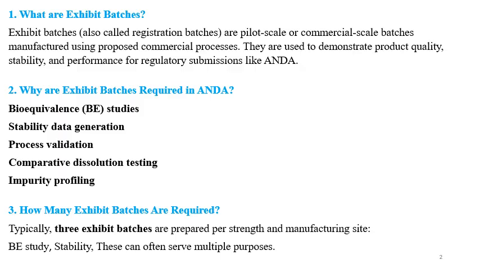What are exhibit batches is the question. These are also called registration batches and are pilot scale, or sometimes commercial scale batches manufactured using the proposed commercial process with the proposed formulation, composition, and proposed packaging, and these are used to demonstrate product quality, stability, and performance in line with the regulatory requirements. So EV batches performance is required for the regulatory submissions like ANDA.